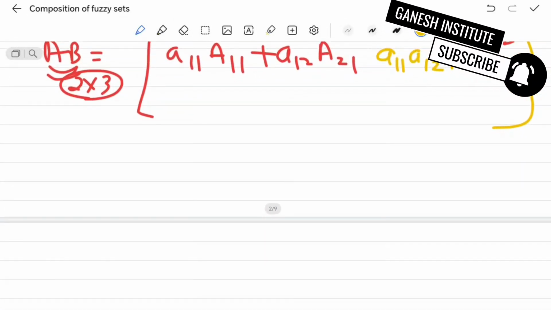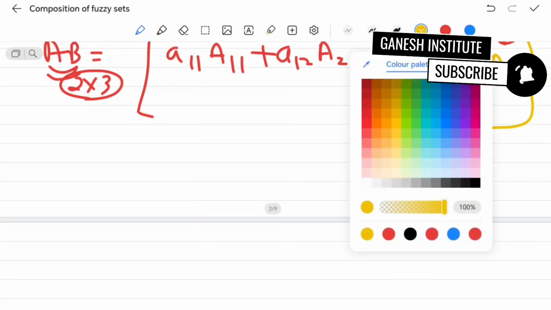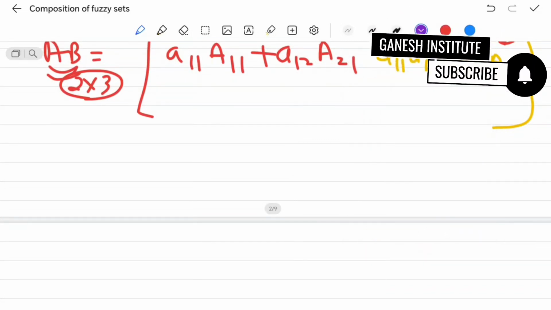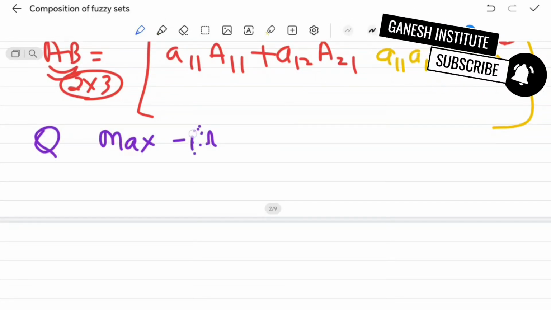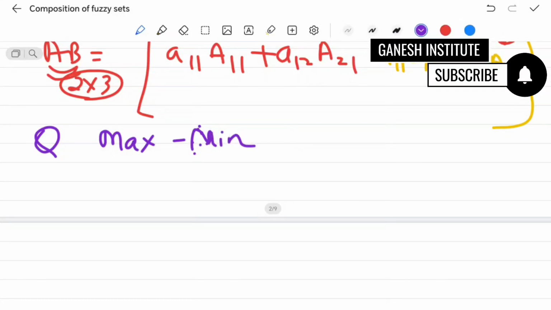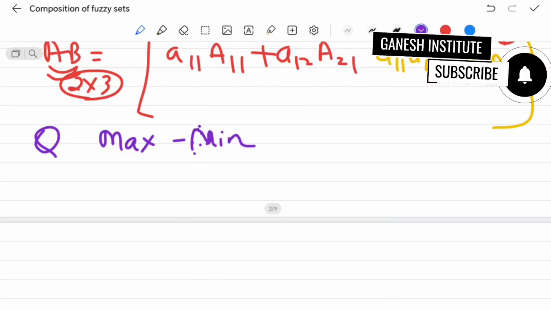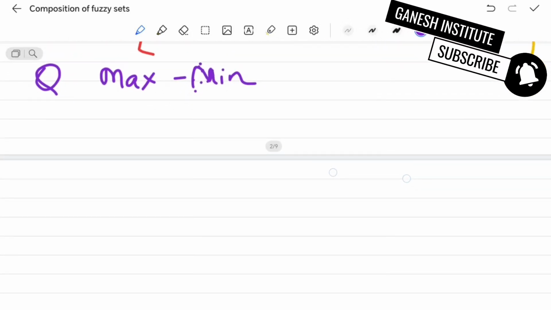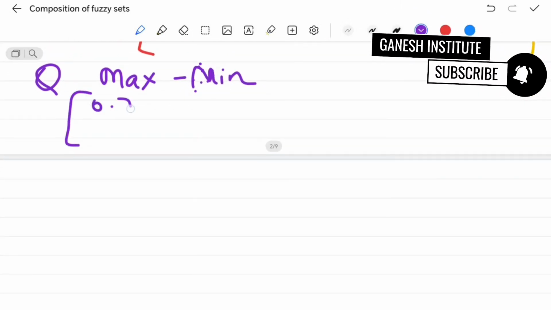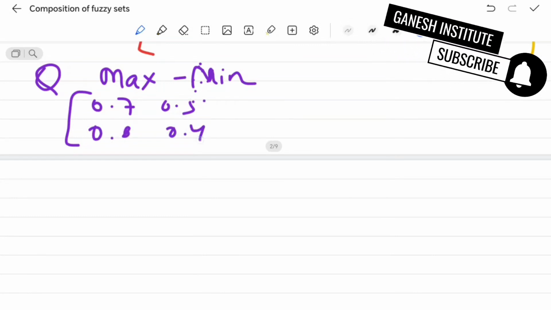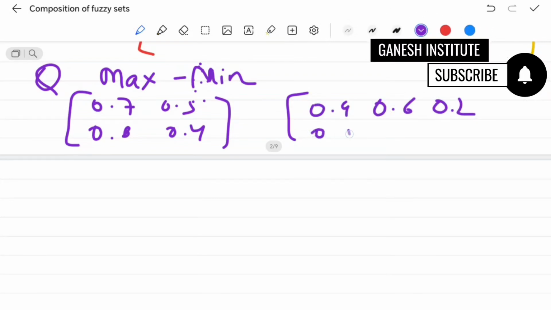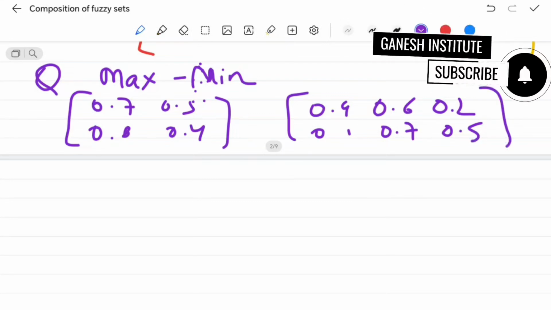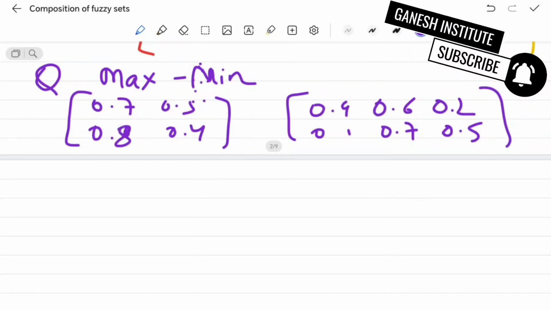Now, why did I explain all those things? Let me tell you. Let's say we have to find the max-min composition, the fuzzy composition, of the given matrices. What is given to us? 0.7, 0.5, 0.8, 0.4, and 0.9, 0.6, 0.2, 0.1, 0.7, 0.5. So these are the two matrices given to us.